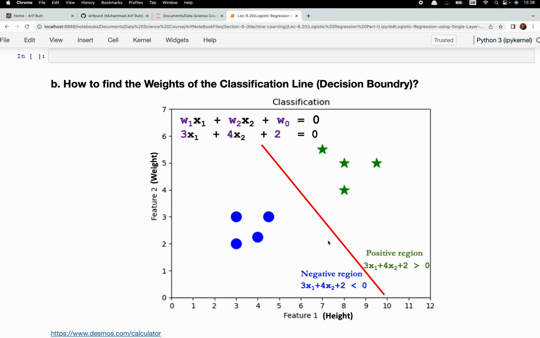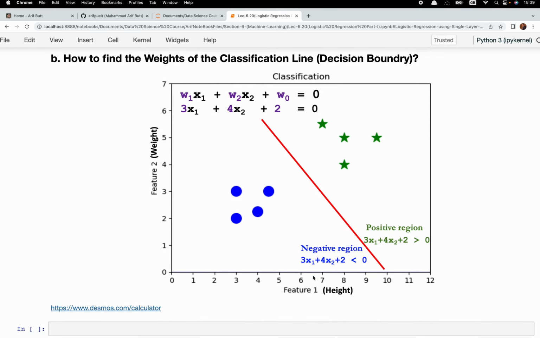Okay. One more point. All the input space above this red line satisfies this inequality, that is 3x1 plus 4x2 plus 2 is greater than 0, which I am calling the positive region. And all the input space below this red line satisfies this inequality, 3x1 plus 4x2 plus 2 is less than 0, which I am calling the negative region. Well, you can always verify this using the online calculator at desmos.com.